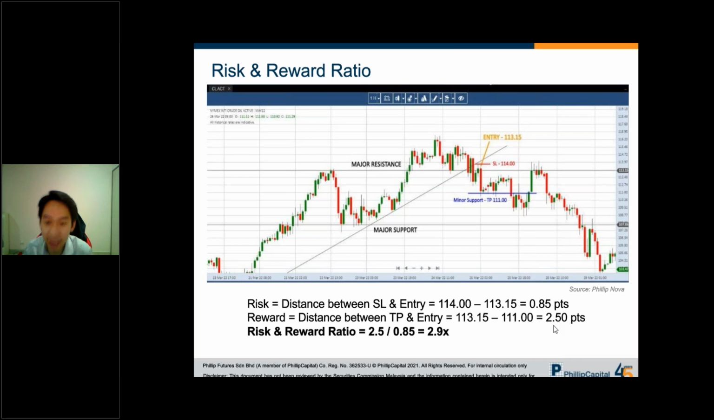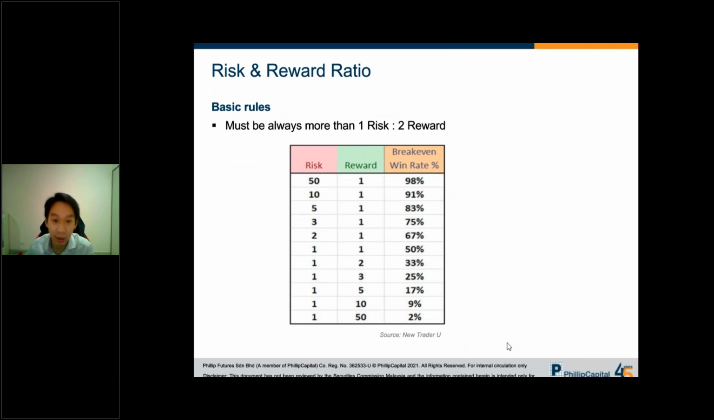So in this case, our reward will be 2.5 points against 0.85 points. We just divide 2.5 by 0.85, which is 2.9 times. Go back to our chart: 2.9 times is roughly about 3 to 1. 2.9 rounds up to 3 to 1.